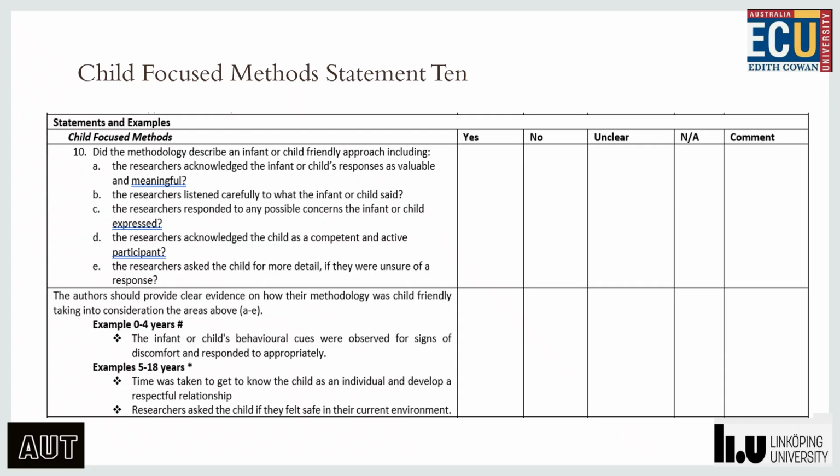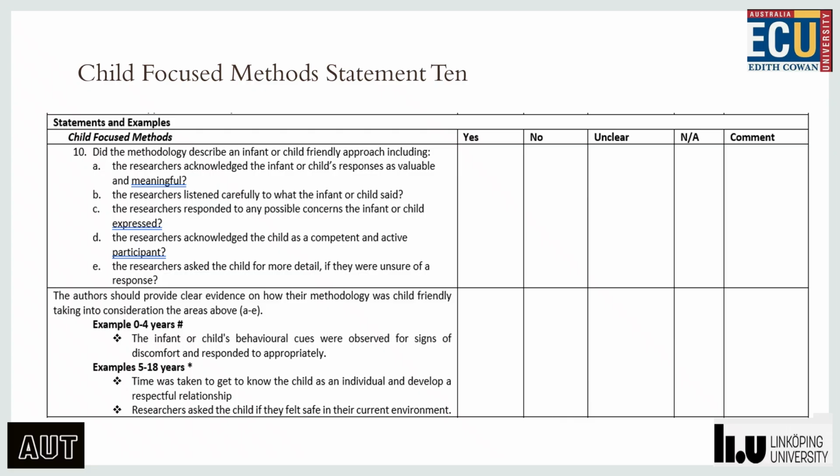For child-focused method statement 10, the researchers need to consider, did the methodology describe an infant or child-friendly approach, including A, the researchers acknowledged the infant or child's responses as valuable and meaningful, B, the researchers listened carefully to what the infant or child said, C, the researchers responded to any possible concerns the infant or child expressed, D, the researchers acknowledged the child as a competent and active participant, E, the researchers asked the child for more detail if they were unsure of a response.